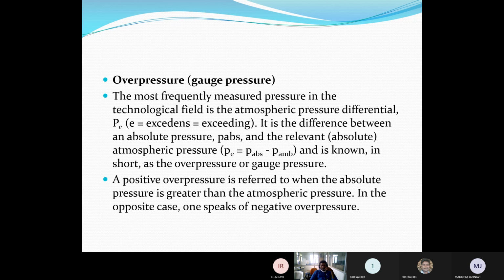Gauge pressure. The most frequently measured pressure in the technological field is the atmospheric pressure differential. It is the pressure difference between absolute pressure and the relevant atmospheric pressure, known in short as overpressure or gauge pressure. In simple words, gauge pressure is the pressure measured by any gauge or instrument. A positive overpressure is referred to when the absolute pressure is greater than the atmospheric pressure. This gauge pressure is always measured above the atmospheric pressure. Understand? If we measure the pressure below the atmospheric pressure, then that is called a vacuum pressure.